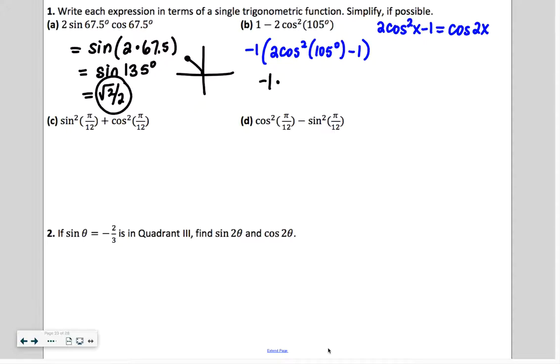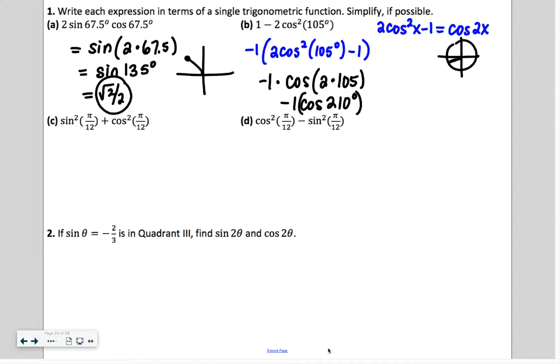So we get negative 1 times cosine of double that 105, right? 2 times 105, which is negative 1 times cosine of 210. Do we know cosine of 210?